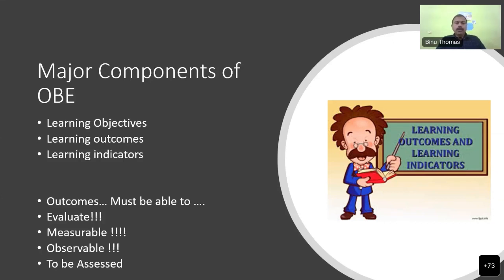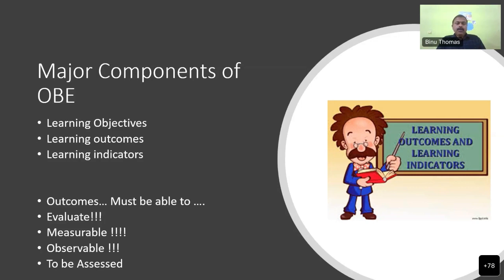Major components of outcome-based education, you might have heard about this many times. We have learning objectives, learning outcomes, and learning indicators. And the outcomes which we derive, we must be able to evaluate our outcomes. It should be measurable, observable, and we must be able to assess the outcomes.